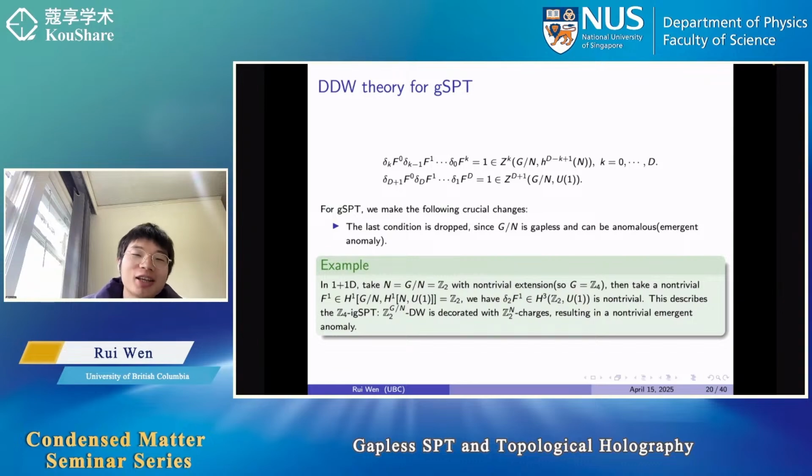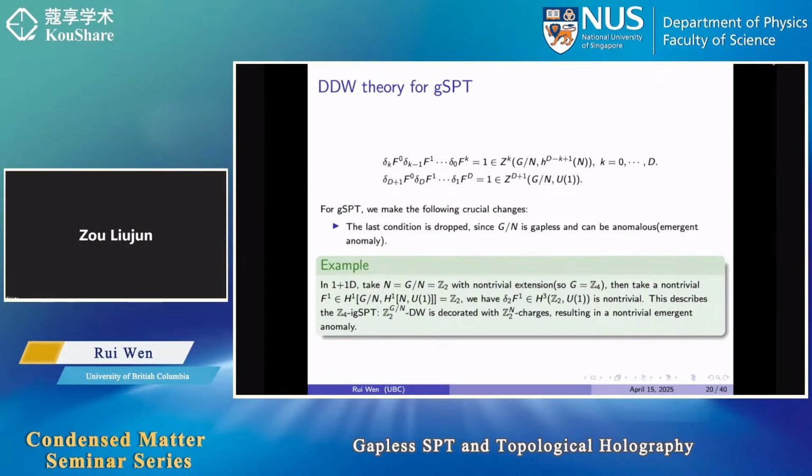Okay, one example I can give you right now: consider a 2+1D SPT. Then the boundary will have anomaly, right? If the G SPT is in a disk, the boundary will have G anomaly. So usually we say that if the boundary is symmetric, it must be gapless. But actually, it does not have to be entirely gapless. It can be a gapless SPT.